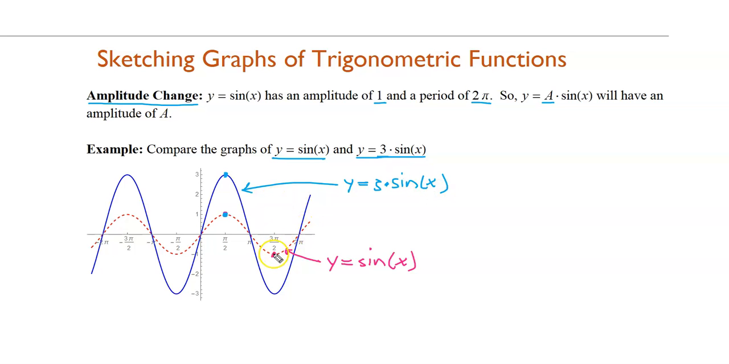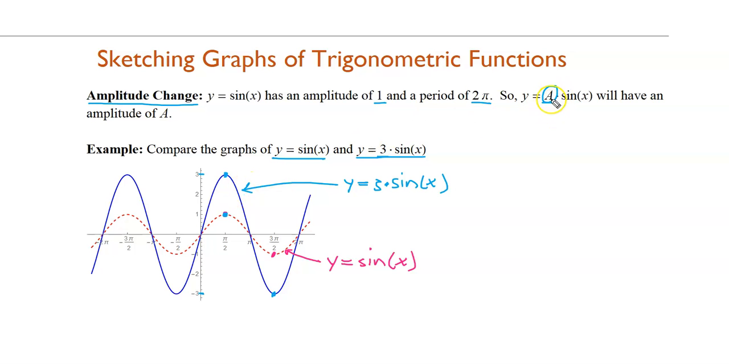And also wherever the sine function is -1, when we multiply 3 times -1, obviously that's going to give us -3. So you see -3 here on the y-axis, +3 up here on the y-axis as well. And so anytime we multiply by a constant a, that's just going to change the height of our sine function, and we call that an amplitude change.